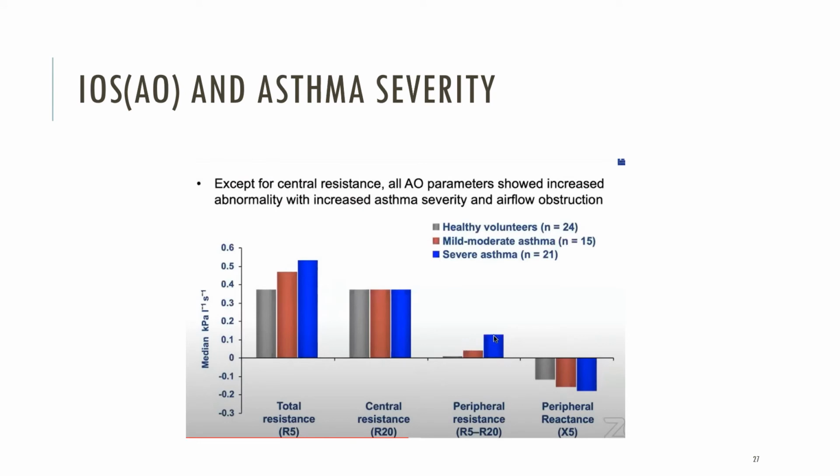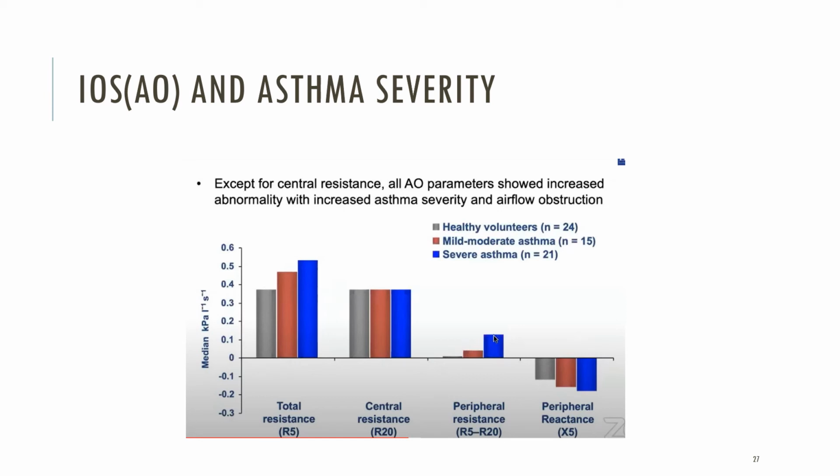So I wanted to show you this slide right here. The reason I'm showing you this slide is because it shows that when you do a spirometry test with asthma patients and you do an IOS test, there's a difference between the results of spirometry versus IOS, which in a way, I feel the IOS is much better. Another word for IOS is AO, which is airway oscillometry, same thing. So let me show you this.